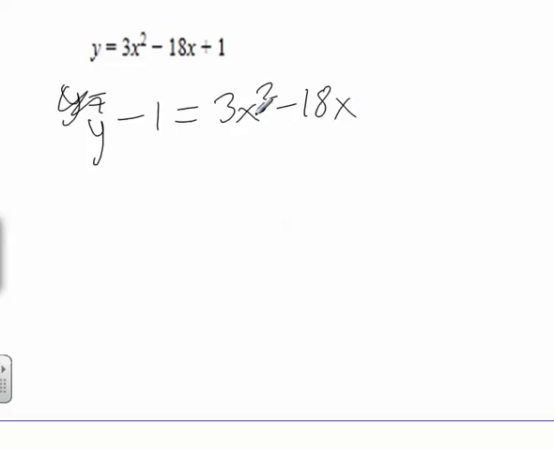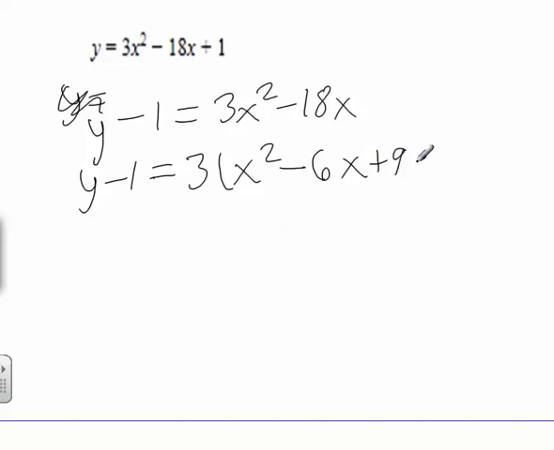The next step would be to factor out the 3. So we've got y minus 1 equals 3 times x squared minus 6x. Okay, now what would we need to add to this to complete the square? Well, if I take the -6 divided by 2, get -3. -3 squared makes 9, so we add 9.